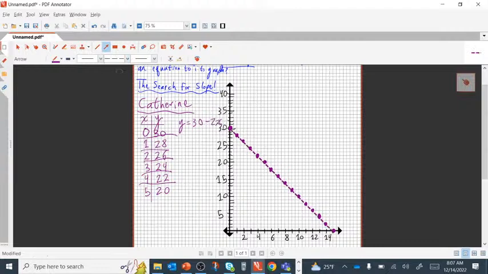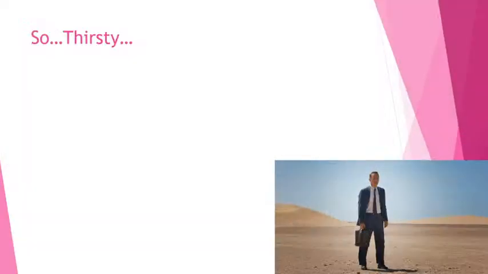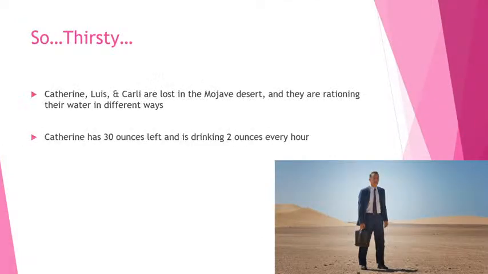Just like that. You guys doing okay so far? You guys got Catherine? Should we do another person? Let's see here. Who else is here in this desert? That's right. Luis is in the desert. Let's see what he's up to. Now, Luis has 40 ounces, and he's drinking 8 ounces every 3 hours.